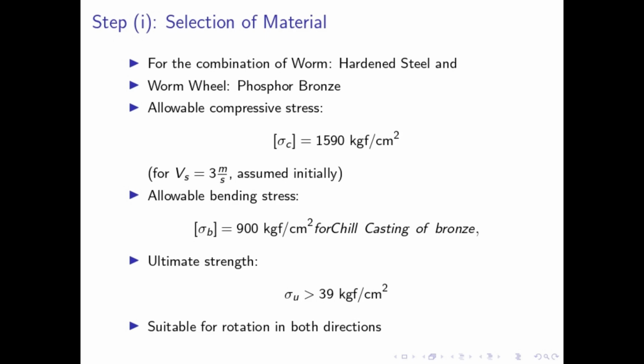And similarly, in page number 8.45 of the PSG design data, designed sigma B, that is bending stress limit, is given as 900 kgf per centimeter square, and that too for chill casting of bronze. While selecting this sigma B, we are choosing ultimate tensile stress sigma U greater than 39 kgf per centimeter square, and we are assuming that the rotation is in both directions.